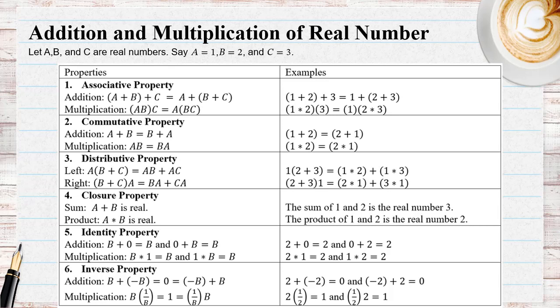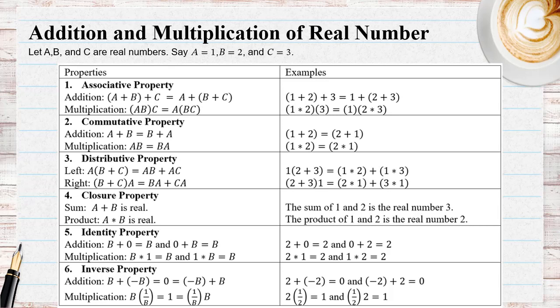Closure property. For sum, A plus B is real because we have real numbers. Say, the sum of 1 and 2 is the real number 3. And also, for the product, A times B is also real because the product of 1 and 2 is the real number 2.